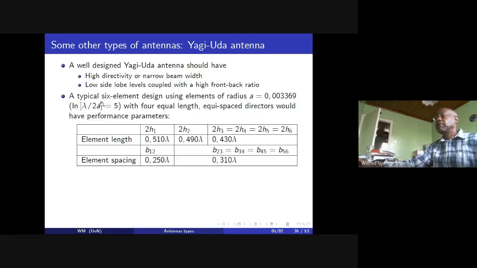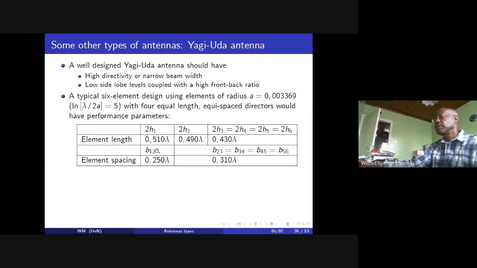So a typical 6-element design using elements with a radius of A equal to 0.00336, like this. That is, the natural log of lambda by 2A is about 5, with 4 equal length, equispaced directors, would then have a performance parameters of the following form. Twice the length of the first director, the second director, the third, the fourth, and the fifth will give you that value. So this is the reflector.